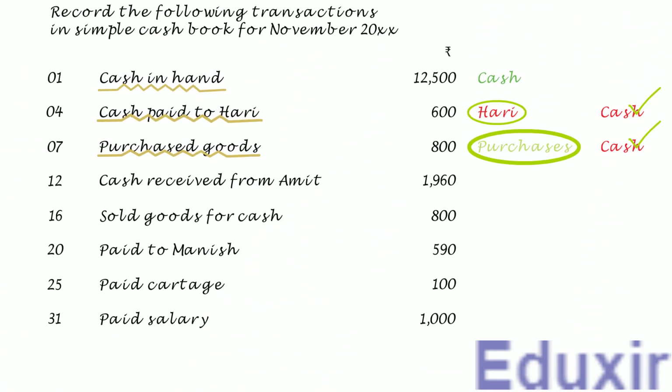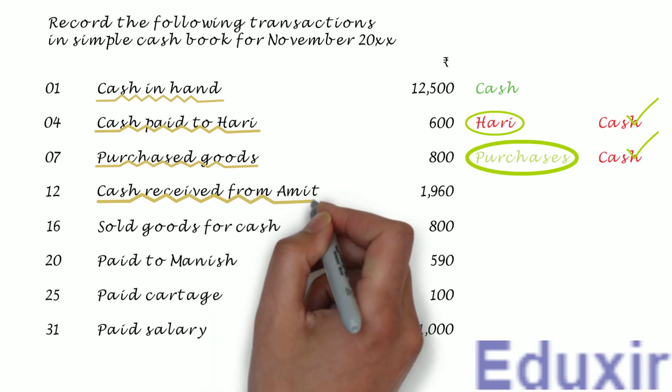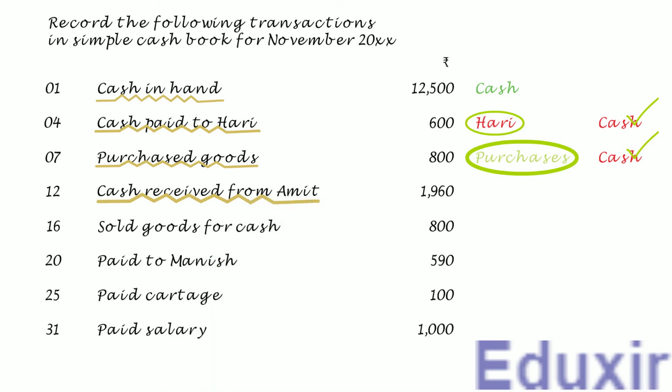In this transaction, the business has received a cash of 1960 rupees from Amit. Businesses usually receive the cash from the debtors. So we can safely assume that Amit is a debtor of the business. So in this case, the debtor Amit is paying to the business. So the liability of the debtor to the business will be decreased. Note here that I am talking about the liability of the debtor to the business and not the business liability. This implies that the debtor asset of the business is decreasing.